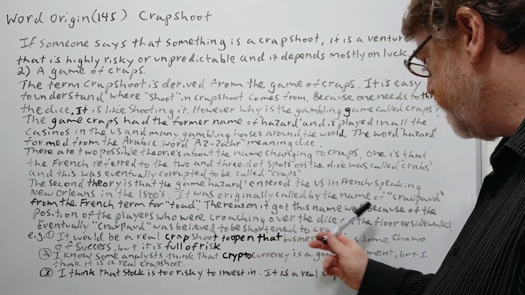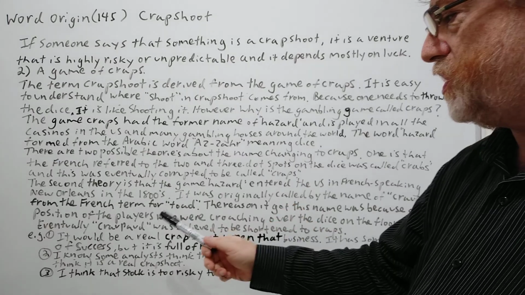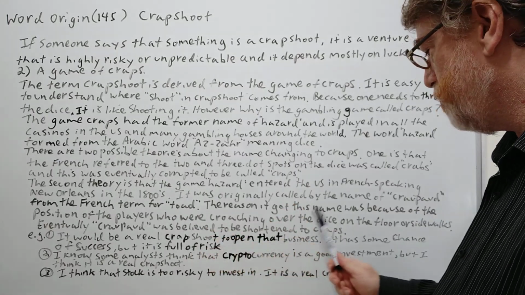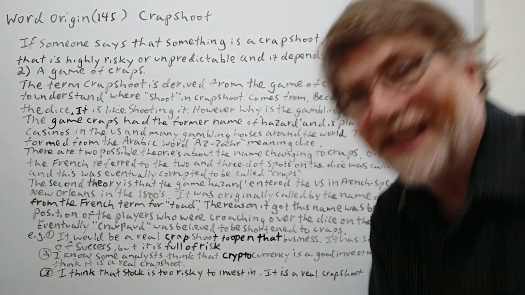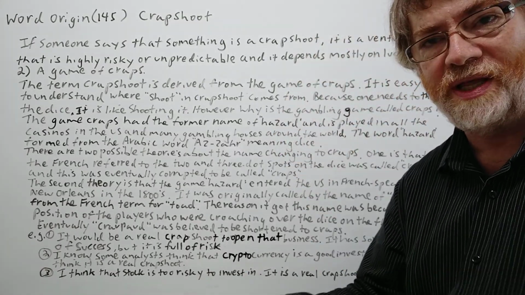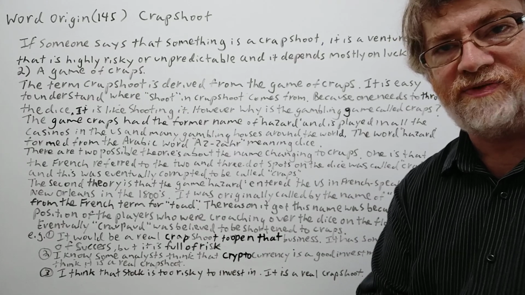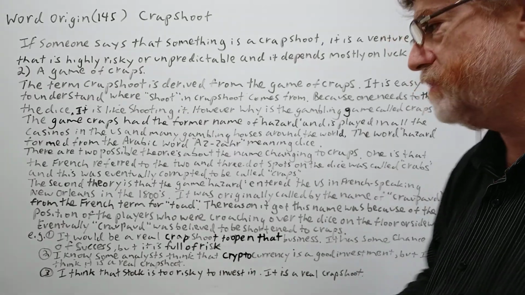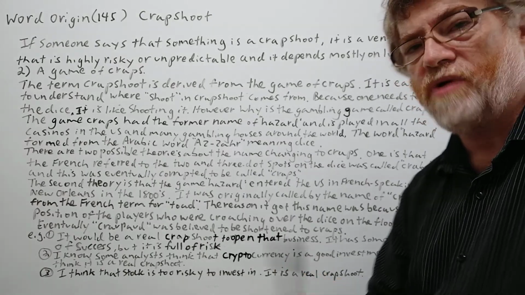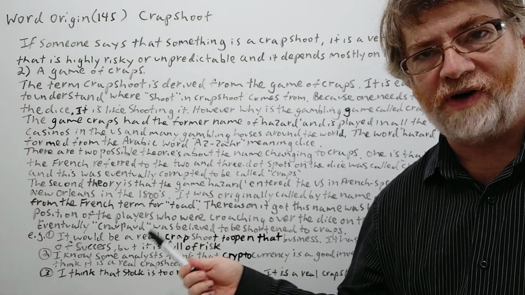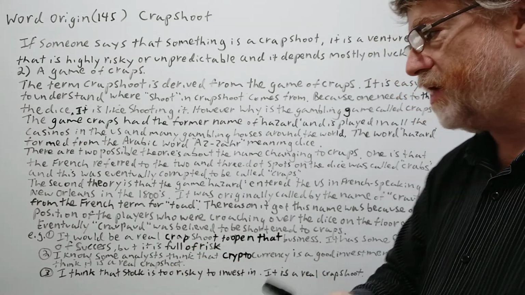The reason it got this name was because of the position of the players, who were always crouching over the dice on the floor or the sidewalk. So they were crouching over like a frog. So they started calling it crapaud, for toad in French. Okay. Crapaud eventually was believed to be shortened to craps, and that's where we got craps from. That's the belief.